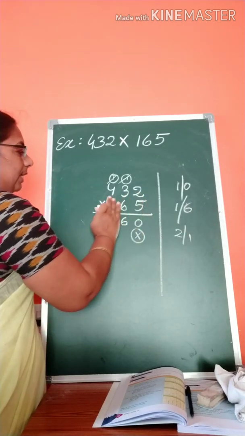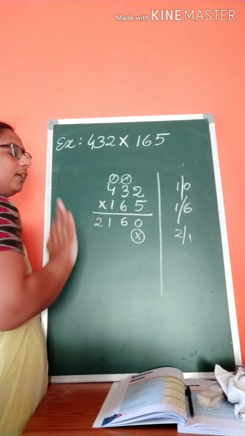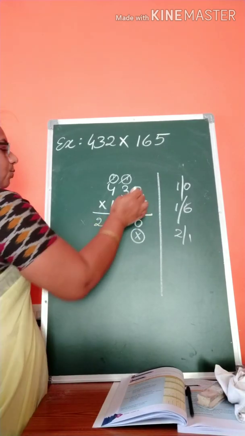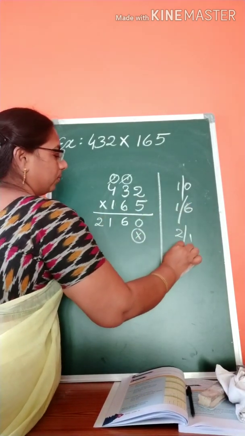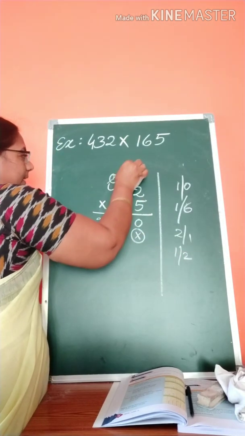Forget about 5 and 6. Sorry, 5 and 1. Okay, do the multiplication with the 6. Now 6 2s are 12. What we have to do? 2 should be written down and 1 should be carried to the next place.